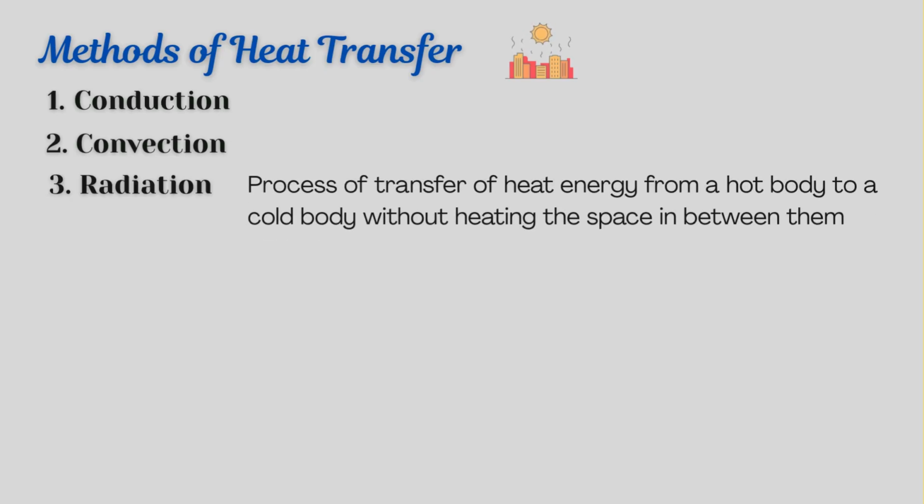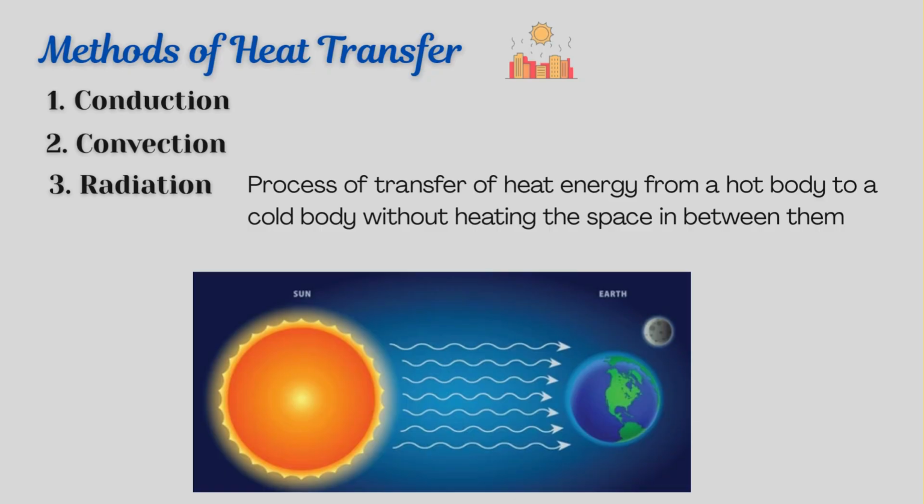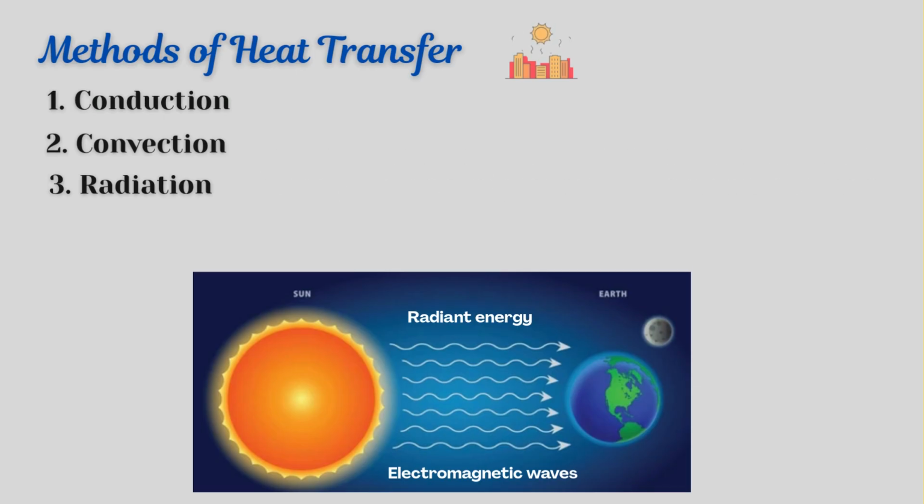Radiation. The process of transfer of heat energy from a hot body to a cold body without heating the space in between them is called radiation. For example, the heat reaches us from the sun. In this method, heat travels in the form of electromagnetic waves. This mode does not require any medium for the transfer of heat. The energy transferred in this process is called radiant energy. Since electromagnetic waves travel with the speed of light, radiation is the fastest method of heat transfer.